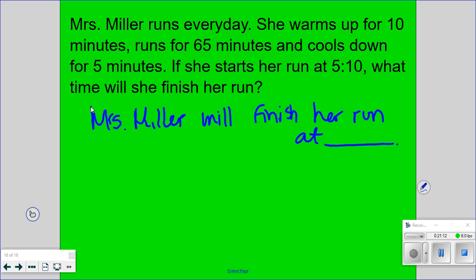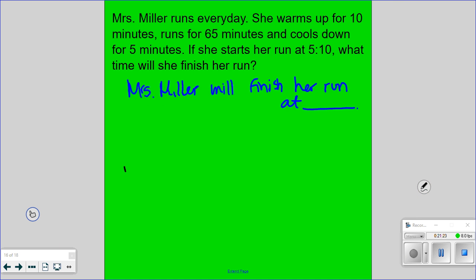Miss Miller will finish her run at blank. We're at number 1. Still using the same strategy. Is this lesson all about number lines? Yep, we're just using a straight number line as opposed to a circle number line to do time. So you're saying to cut it on the top and then flatten it. Yep. Same thing.